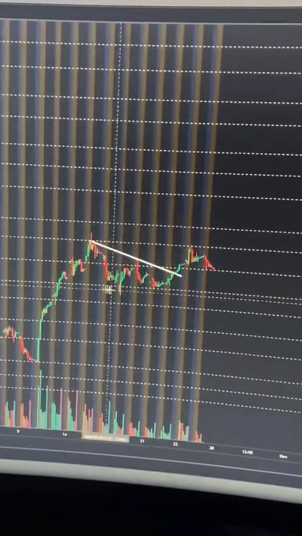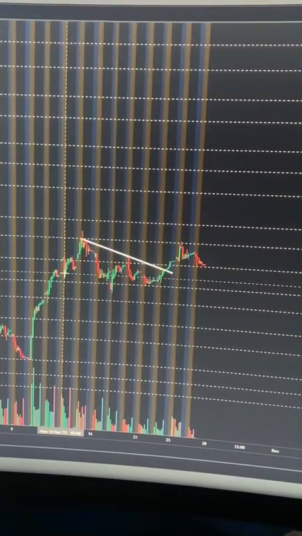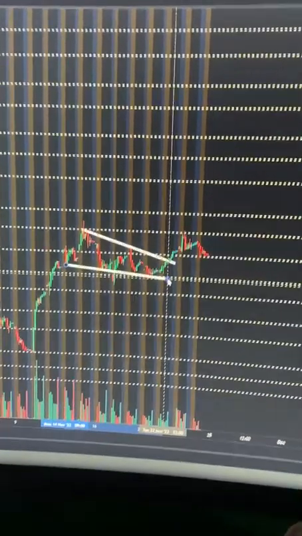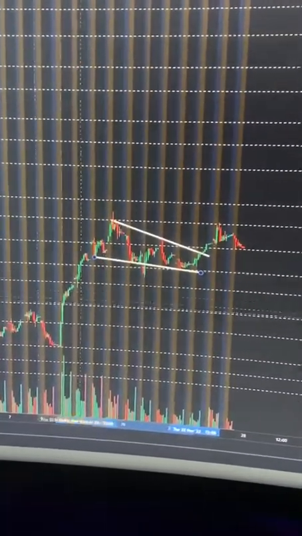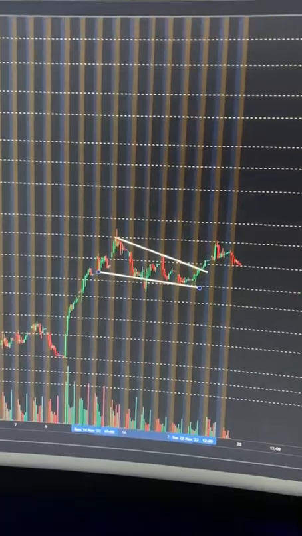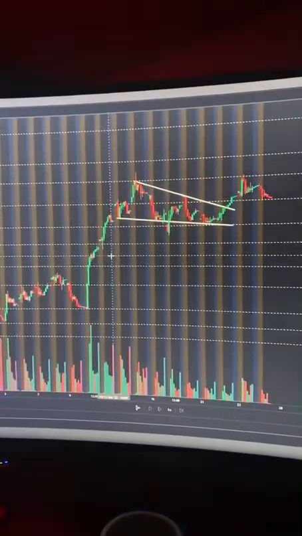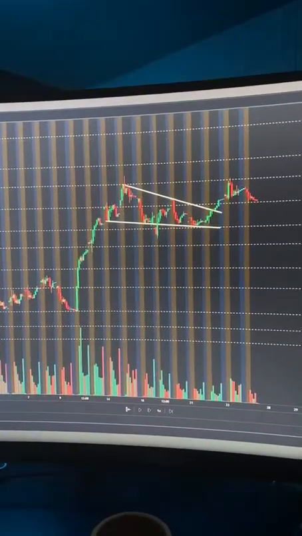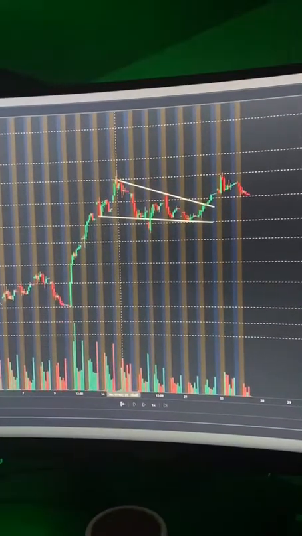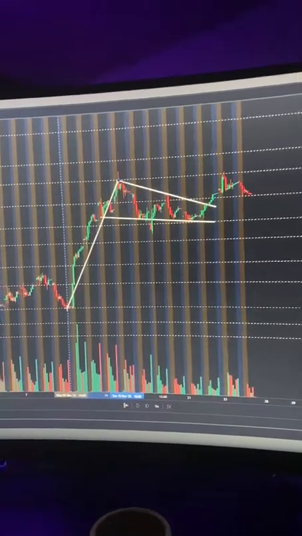It looks like a flag or a fallen wedge. You know, you guys are pretty familiar with this stuff. Let me see if I can find a photo of it. Okay, boom. Okay, so now we have this fallen wedge pattern or bull flag, whatever you want to call it, regardless of whatever you want to call it. It's a bullish continuation pattern.